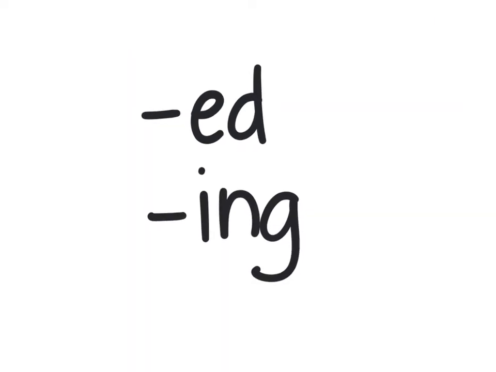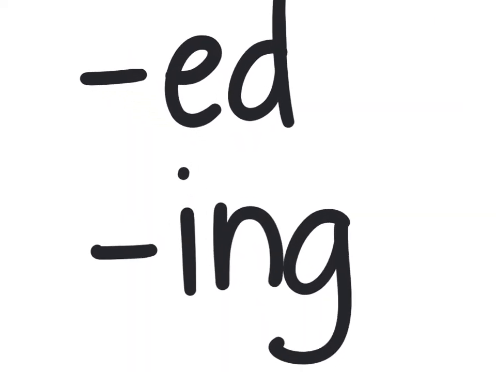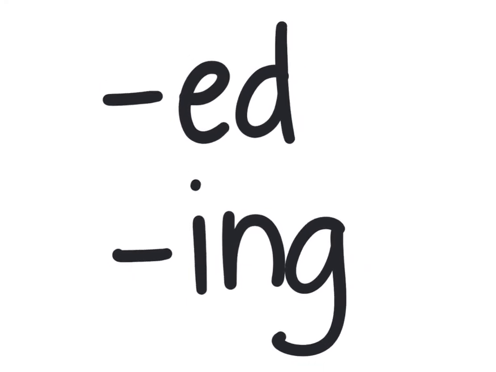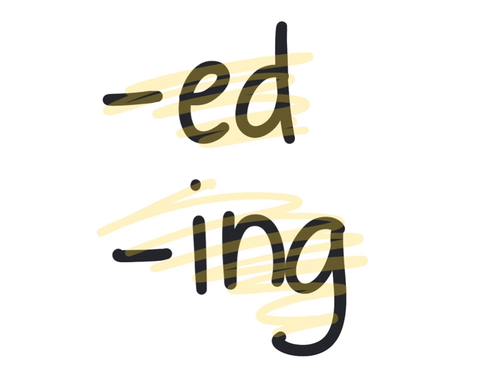Okay, to review, these are suffixes, letters that we add to the end of words to change the meaning. Ed is added to make a verb past tense, and ing is added to show that it's happening right now. These are added to verbs, action words.